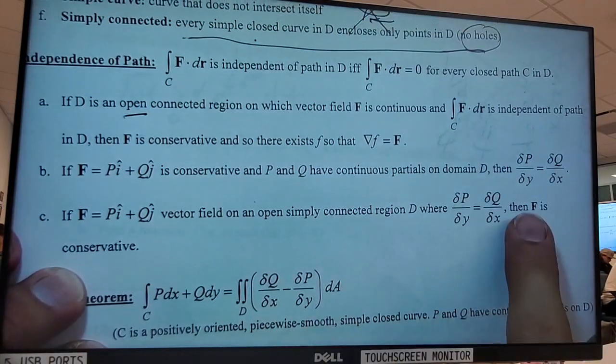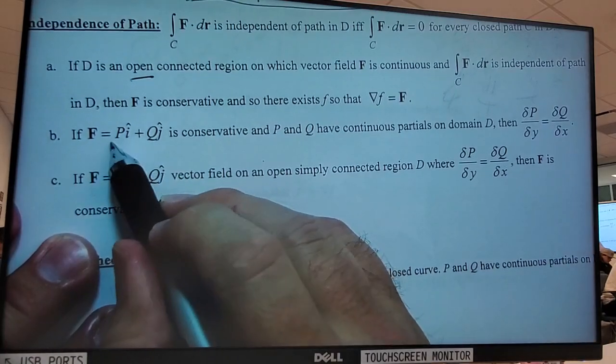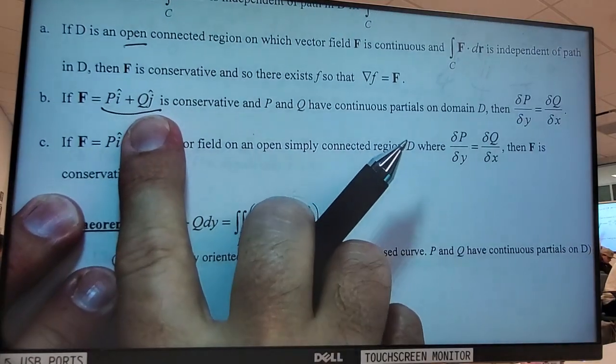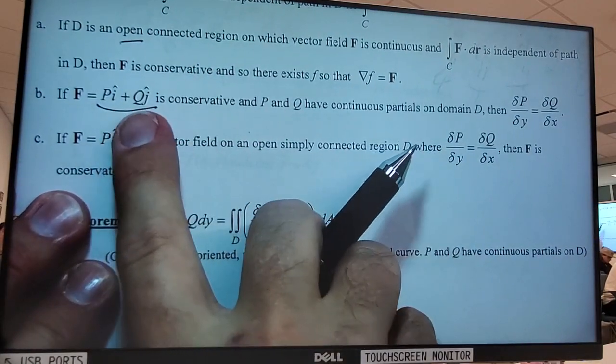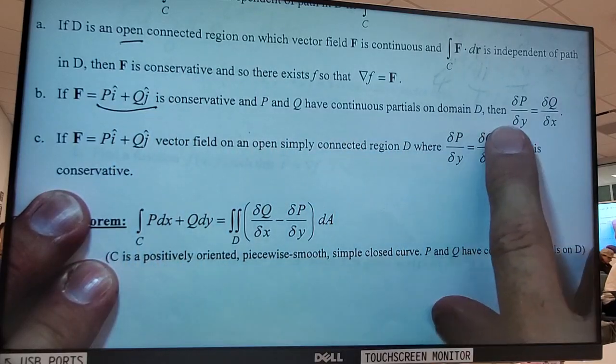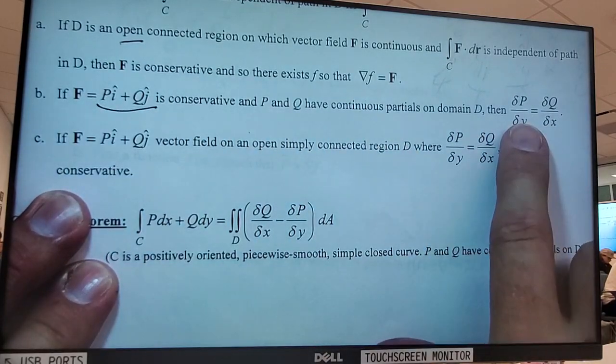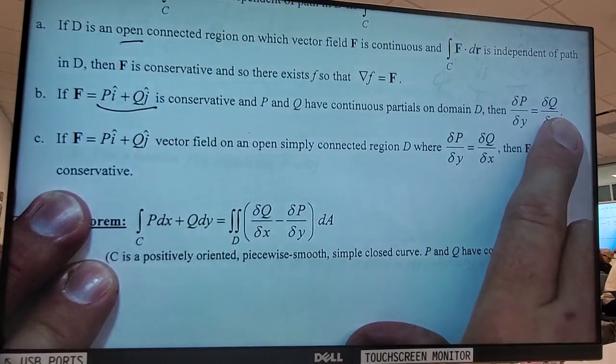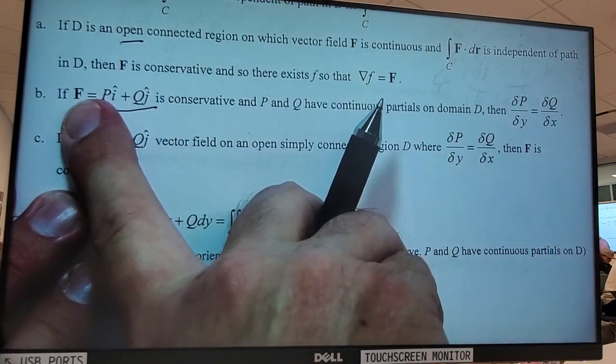Then we're getting down to here. This is why I call them P and Q, because that's going to become big in a future section. But this is basically just saying what we did. If I have a vector field and I take the other partials of each piece, if they're equal, that's Clairaut's theorem. That means it must have come from a little f.